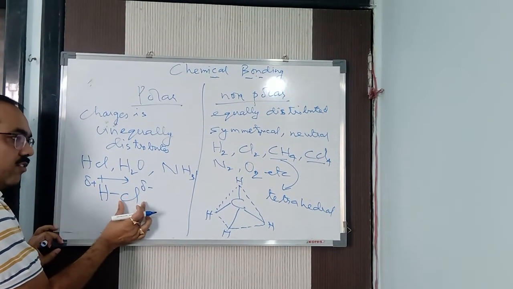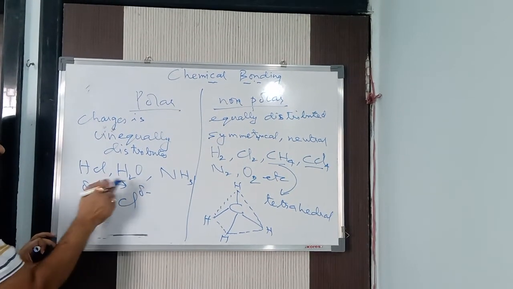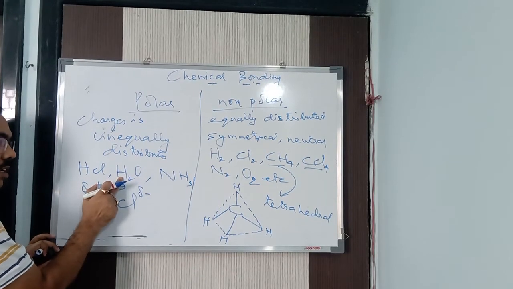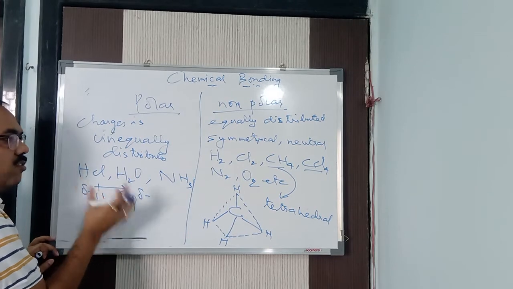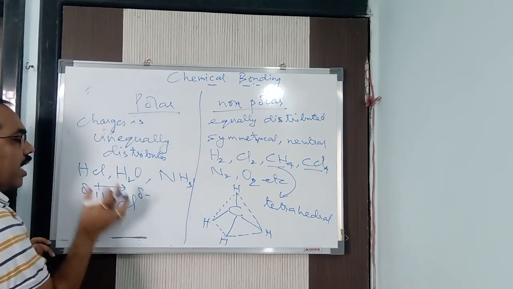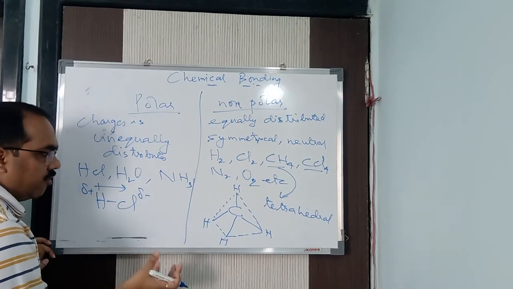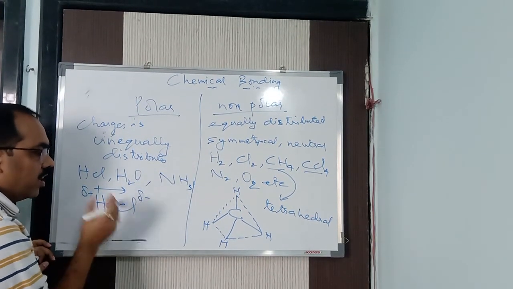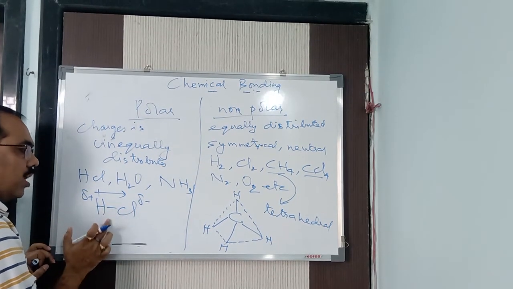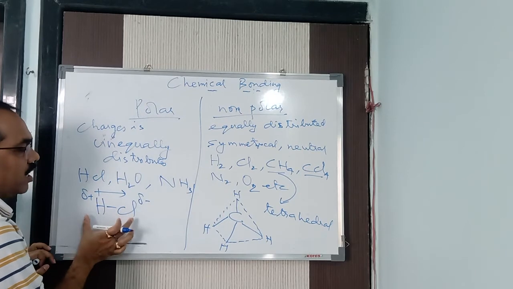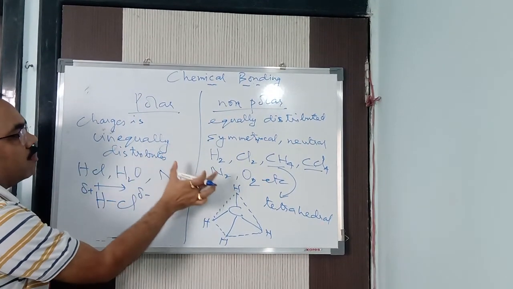Here the chlorine atom is more electronegative than hydrogen, so it will pull the electrons towards itself. Similarly, here oxygen is more electronegative than hydrogen. Here nitrogen is more electronegative than hydrogen. So in the case of polar compounds, one atom will be more electronegative and the other atom will be less electronegative. The more electronegative one pulls the electrons towards itself, due to which two poles are created, one positive and one negative. Hence it is said to be polar in nature. For that reason we say the charges are not equally distributed. So this is about polar and non-polar compounds.